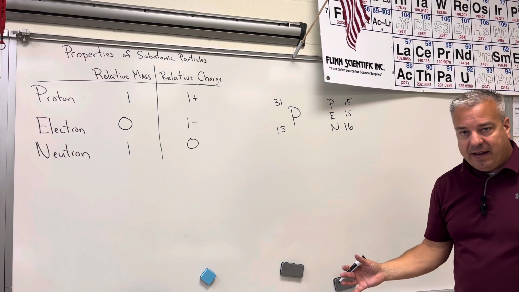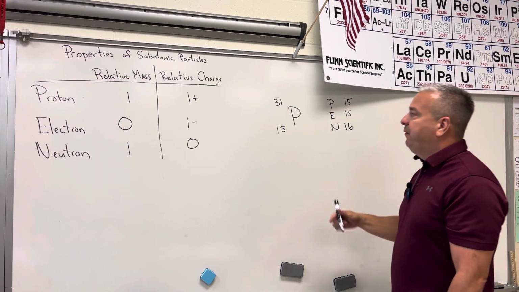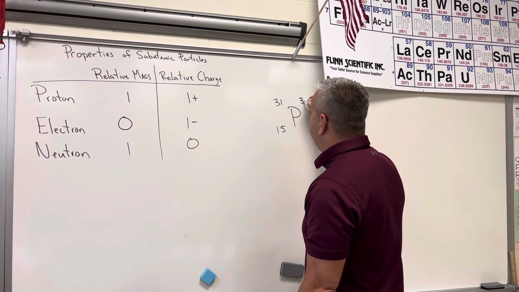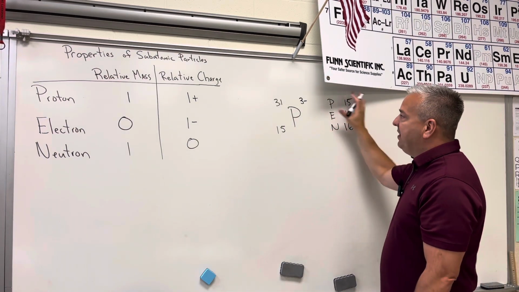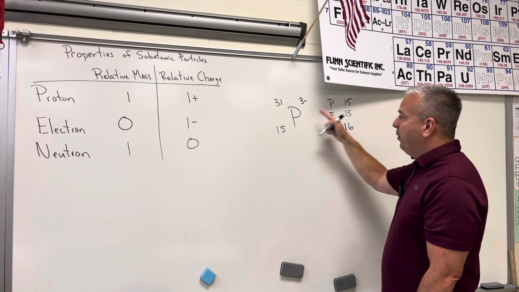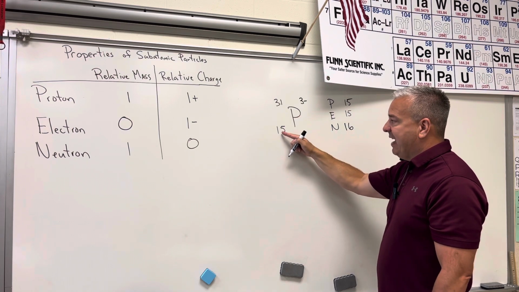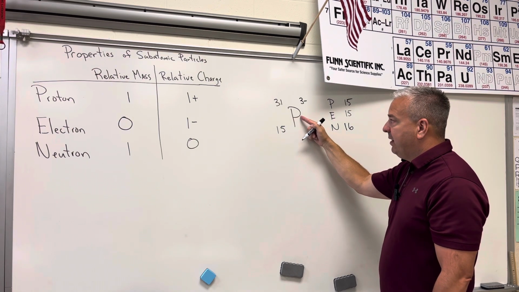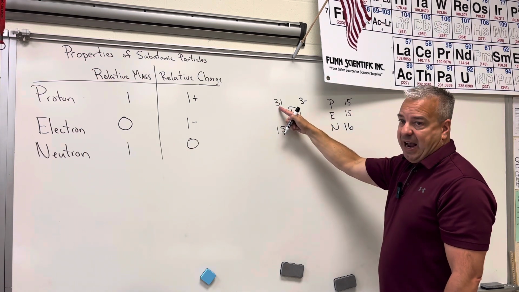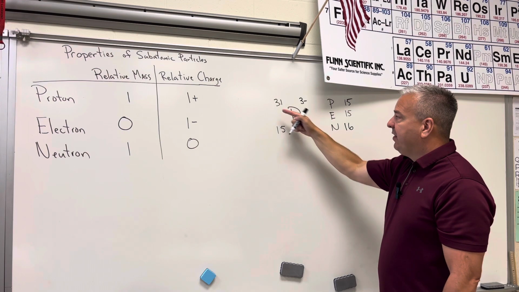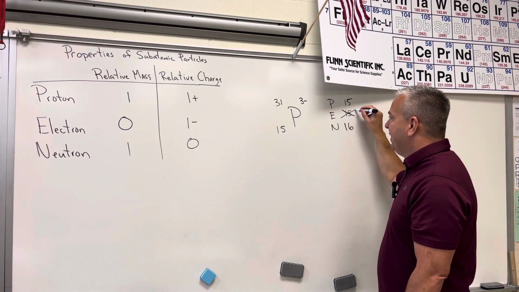Now let's do a what if, okay? What if phosphorus had a -3 charge? Let's say this was the problem. How would this answer change? Well, the protons would have to stay the same because that's the identity of the element. The neutrons are going to stay the same because when you add those two numbers, it has to equal the mass, okay? The thing that's going to change are the electrons.